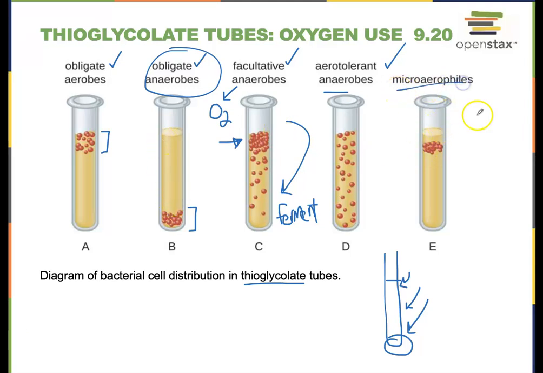And then we have something called microaerophiles. These really like just a little bit of oxygen, so not too much. The top is going to be too much oxygen for them. They like this sweet spot where there's oxygen present, but not a lot. Those are called microaerophiles.